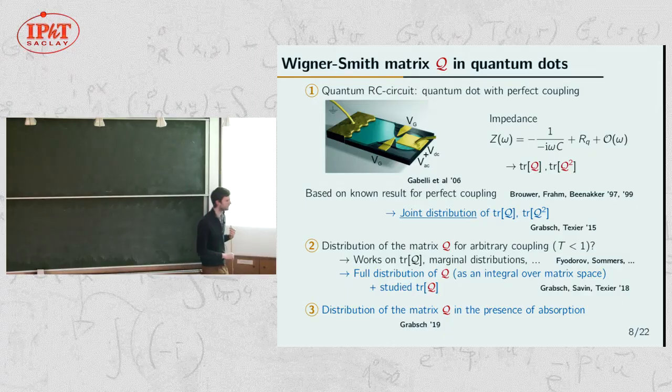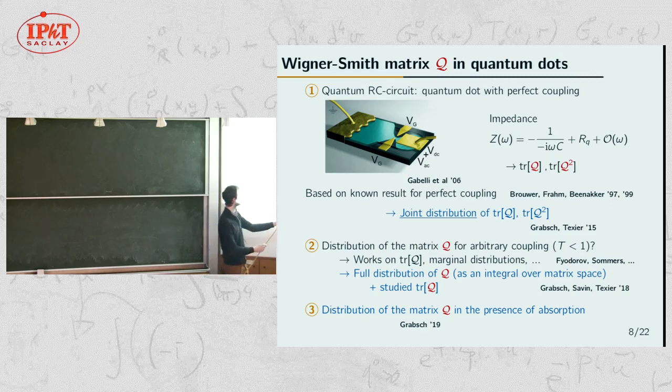Can you say a bit more about the link between the distribution of Q or the trace of Q squared and the impedance? Impedance is very important, as you said, one over omega times capacitance. So is there a link? So this C is directly related to the trace of Q, or 1 over C is a trace of Q. I'm not exactly sure, but it's a direct connection.